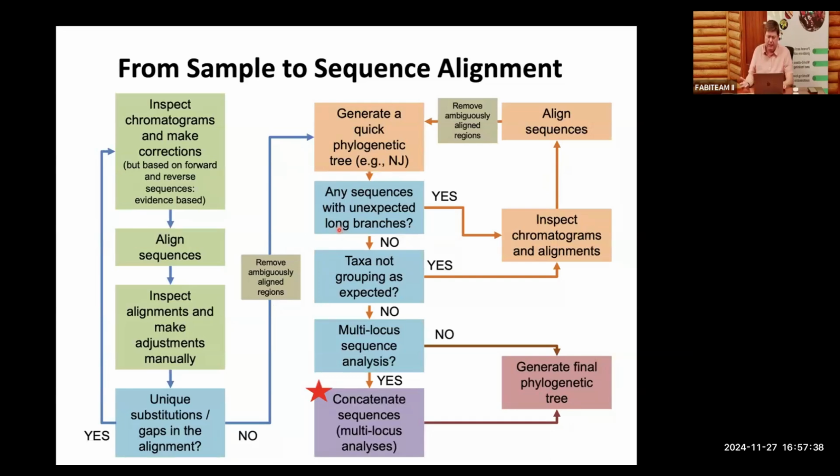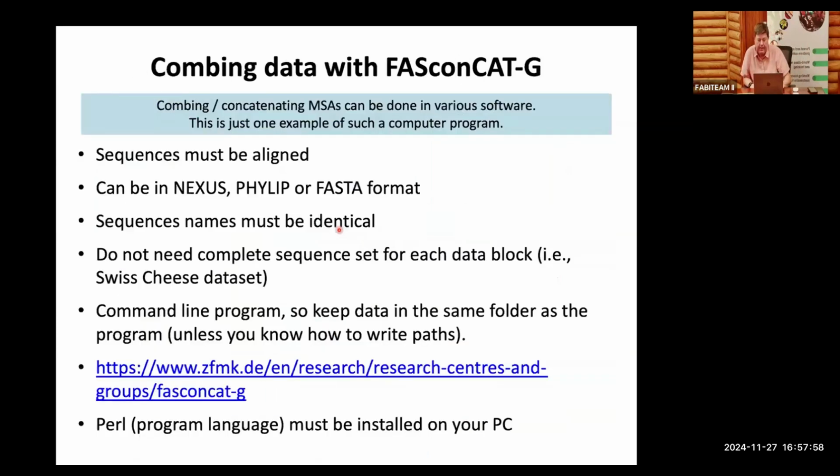The last part is just the decision whether you want to concatenate sequence data or not. You can generate gene trees, so then of course you will not concatenate your sequences, but when you do a multi-locus analysis, you want to concatenate the data so you have one data set that is then used in your phylogenetic analysis. And for this, you can use FASconCAT-G. For this, you will need Perl. Perl must be installed on your computer, and then you simply run the program from the folder where you have your data. So you will put your data in the same folder as the program and then run it from there.